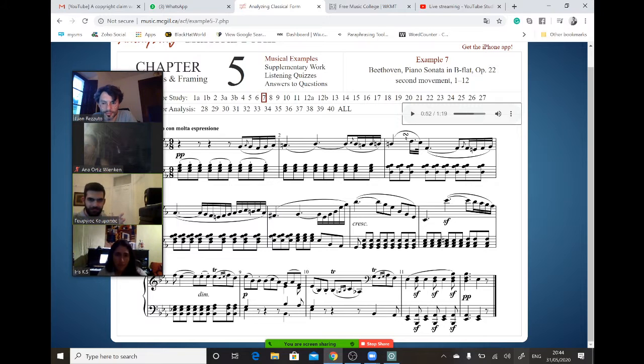This one? No. Or yes? I mean, why would it be dominant? I don't understand. Because it's rebounding between the fifth and the first. So you could. Cadence. Sorry? But it's a perfect authentic cadence. Is it? You mean that it's avoided? It's avoidance of the fifth, of the first.